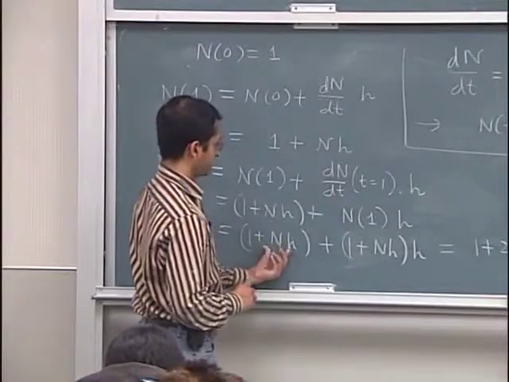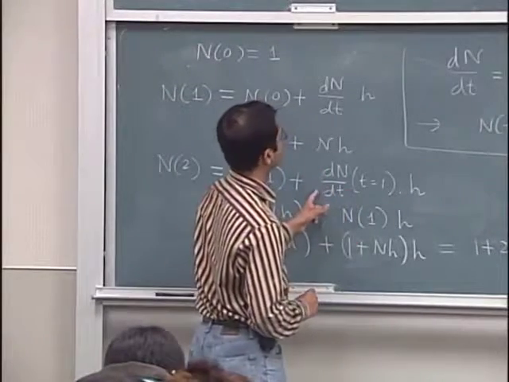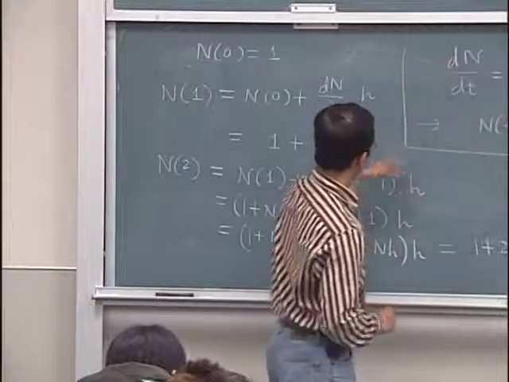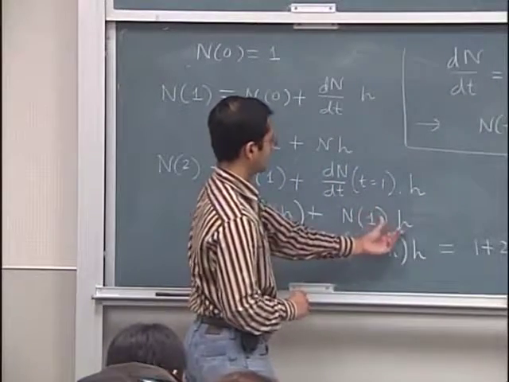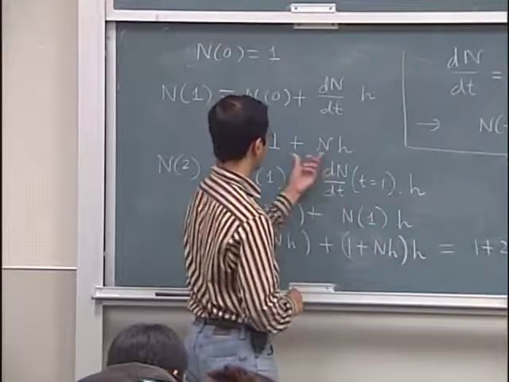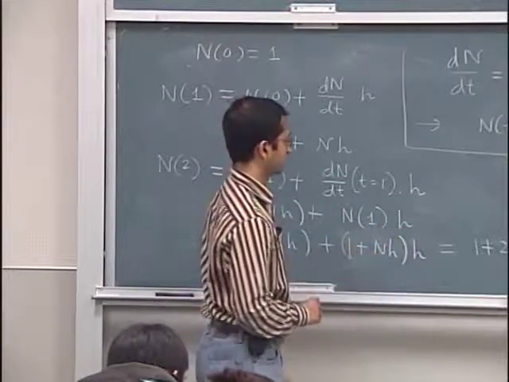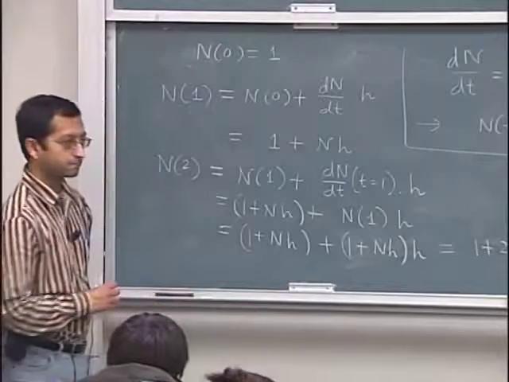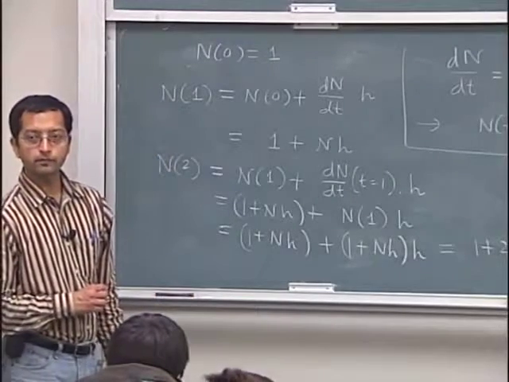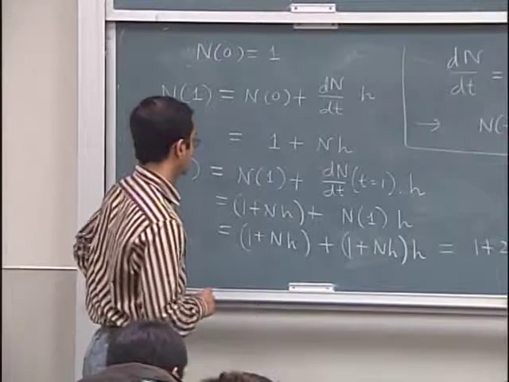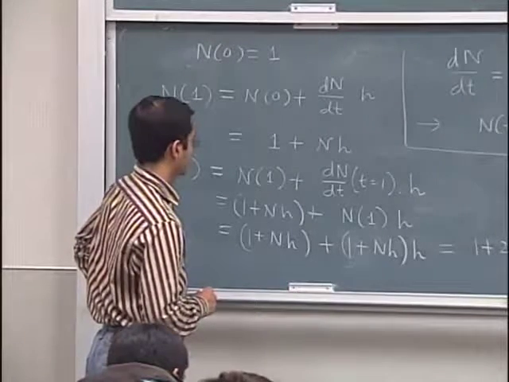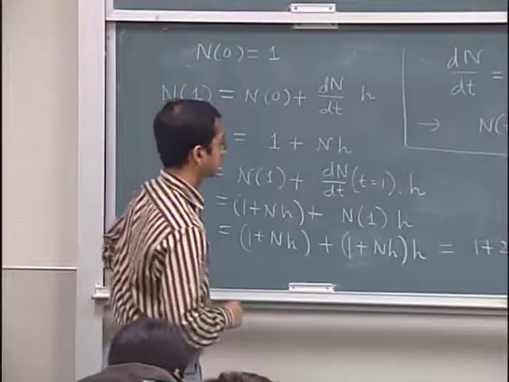n1 is 1 plus nh, and dn/dt is always n. So dn/dt at t equals 1 means it's n1 times h, and n1 is 1 plus nh, so (1 plus nh) times h. Does this make sense? Anywhere where you say it's n times h, it's just n of whatever time step times h. Correct.